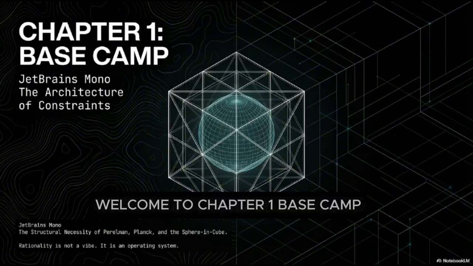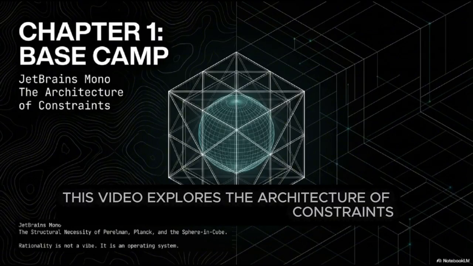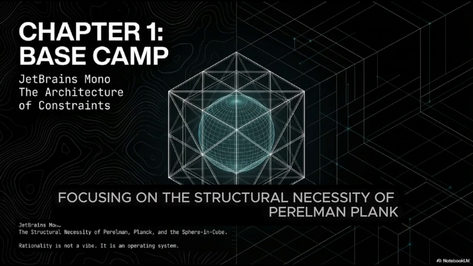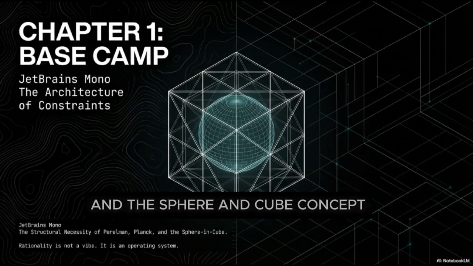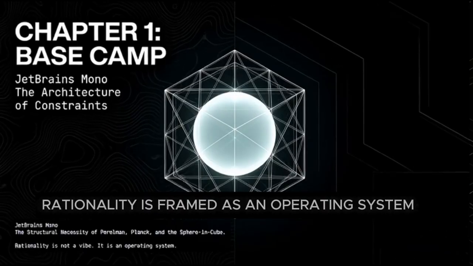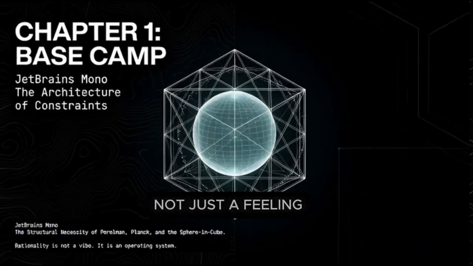Welcome to Chapter 1, Base Camp. This video explores the architecture of constraints, focusing on the structural necessity of Perelman, Planck, and the sphere and cube concept. Rationality is framed as an operating system, not just a feeling.